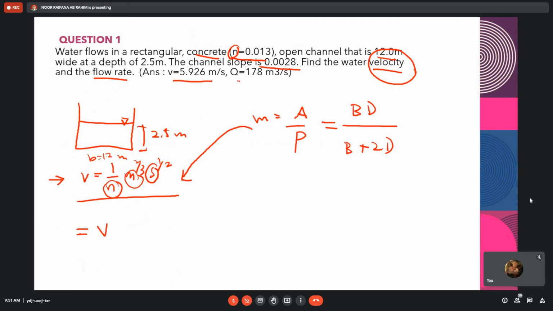And then to calculate the discharge, semua orang tahu Q is equal to AV. So area is B times D. And then the velocity ni tadi dah kira dah kat sini, masuk sini. So nanti you akan dapat discharge 178 meter cube per second. Okay, semua faham? Ni soalan ni senang je. So we move to next question.